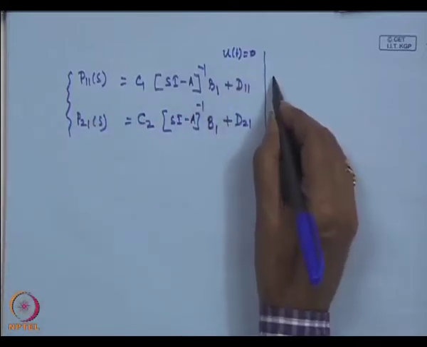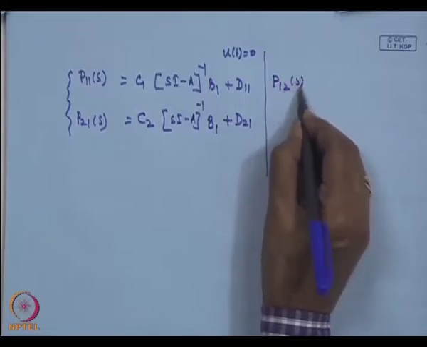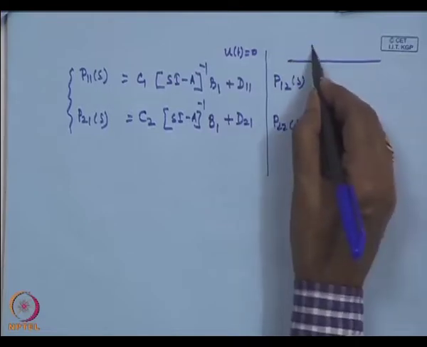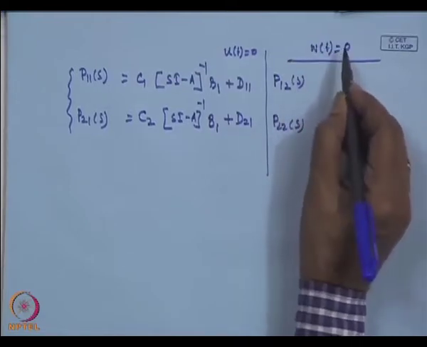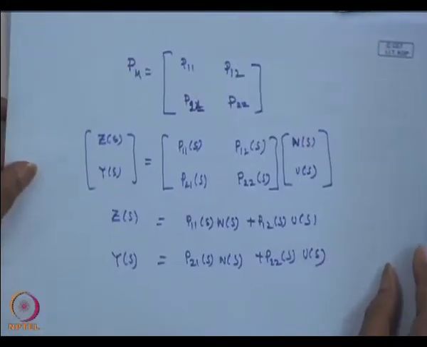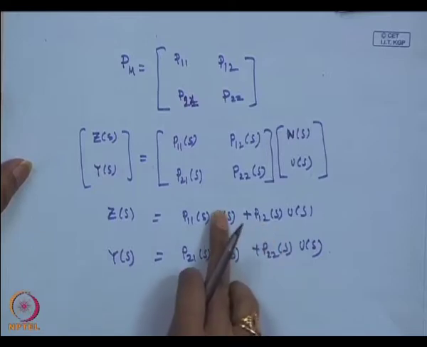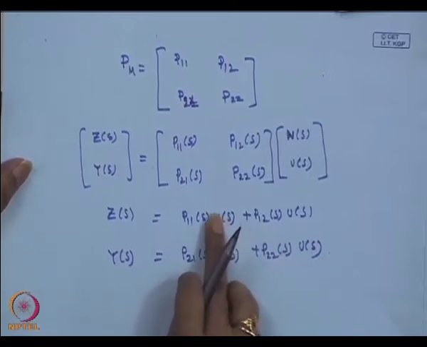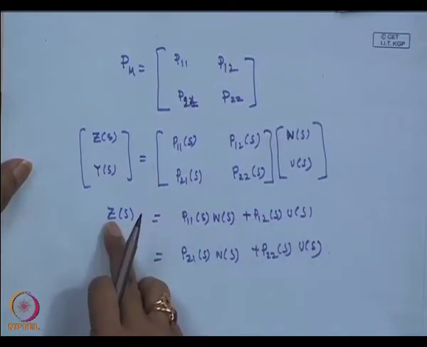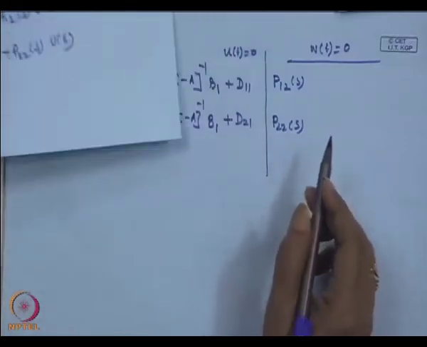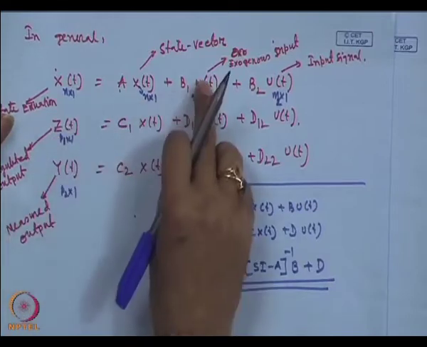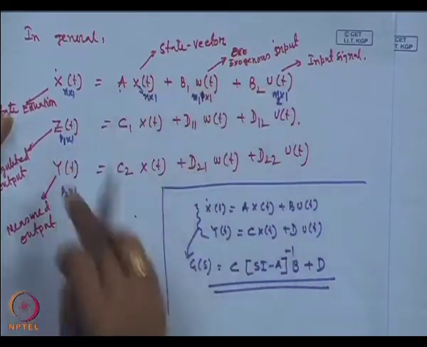Then I can find out P12 and P22 when w of t is equal to 0. Now, when w of t is 0, I want to find P21. This quantity w of t being 0 means w is 0, so the input is u and the output is z. So, what is P2 between the input y and output z when w is 0? How will you find out that one?